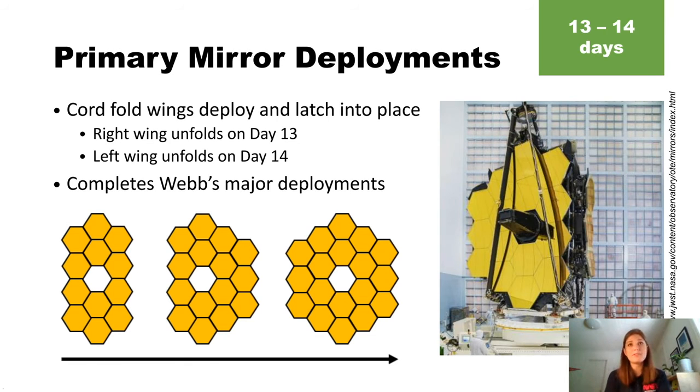Next, the primary mirror deployments take place. This is what makes Webb the special shiny hexagon that we know it is. The process is shown on this slide. One wing unfolds, and then the next wing unfolds, and that makes Webb the hexagon we know it to be. These deployments take quite a bit of time, but they finish out the major deployments on the observatory, which is really exciting.